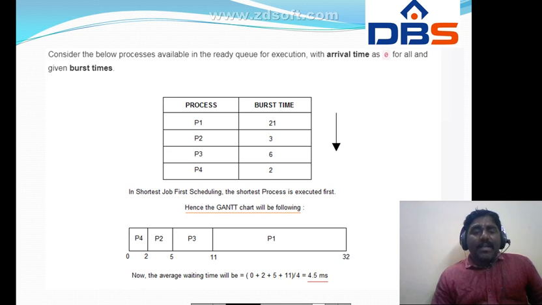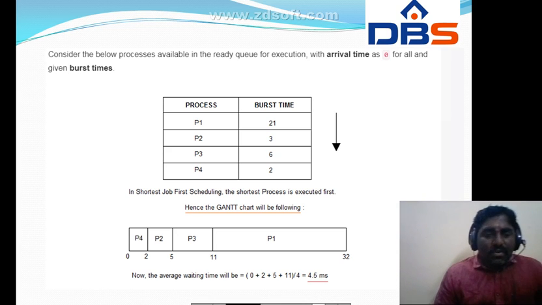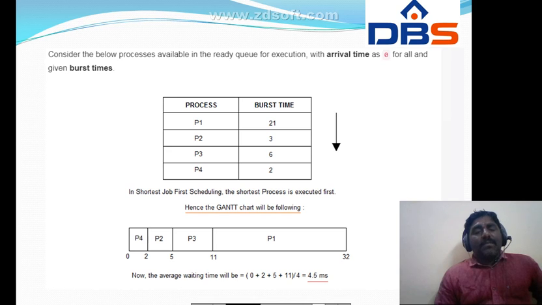P4 is over, P2 is over. The next least burst time is 6, that is P3. So 5 plus 6, 11. The next one is finally P1. 11 plus 21 is 32. Okay, simple. This concept is based on the least burst time. The least burst time is 2, that is P4, then 3, that is P2, then 6, that is P3, next 21, that is P1.